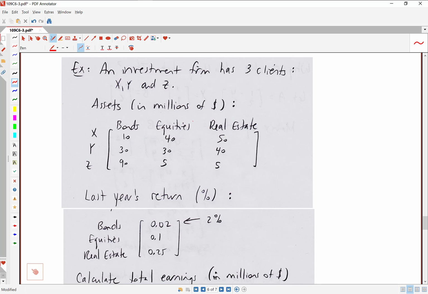They have bonds, they have equities, and they have real estate. So we've got this matrix just encoding how many assets in bonds, how many assets in equities, how many assets in real estate for each of these 3 clients.